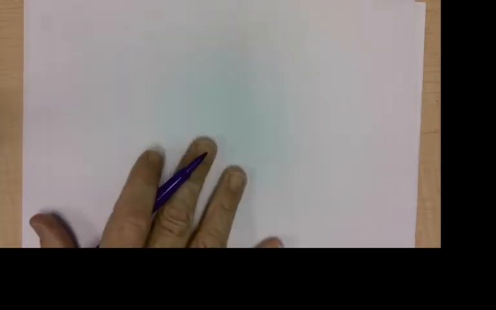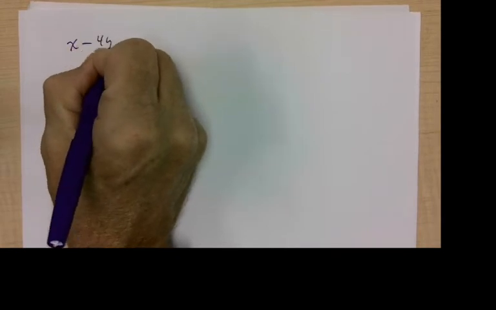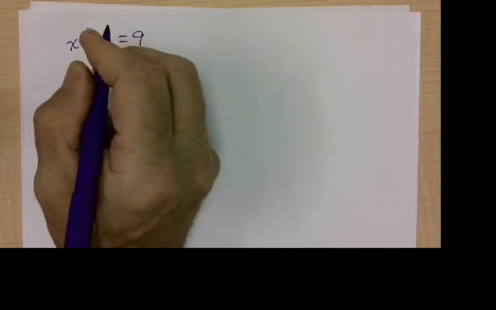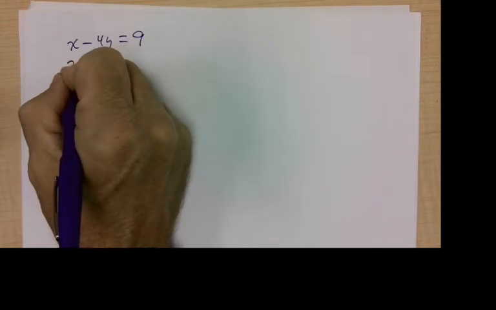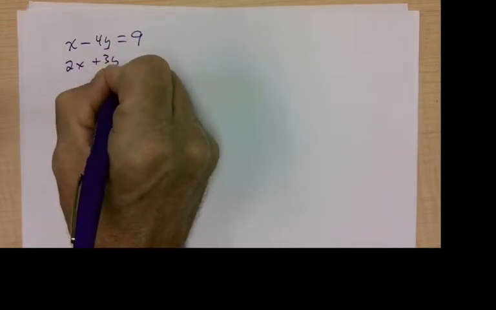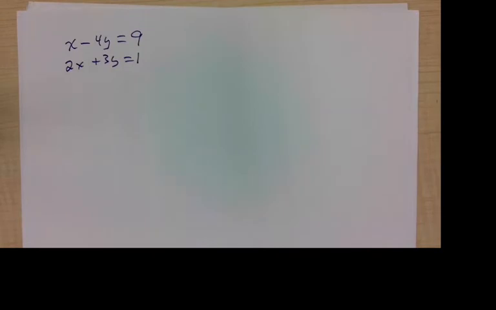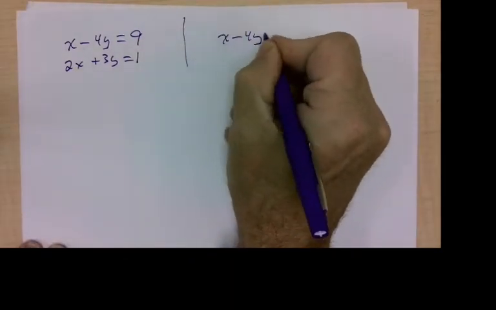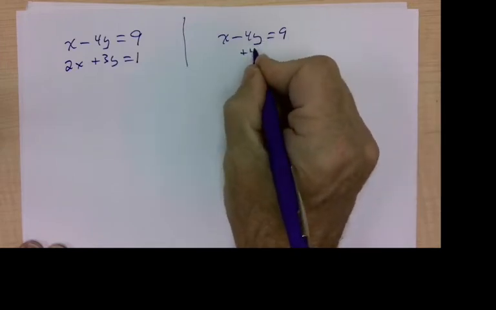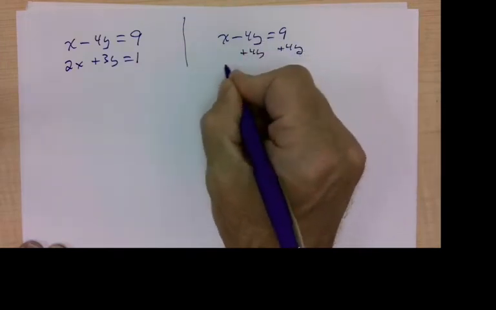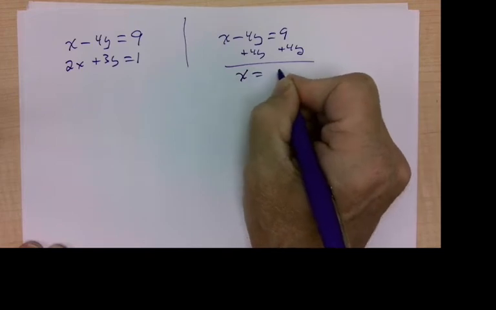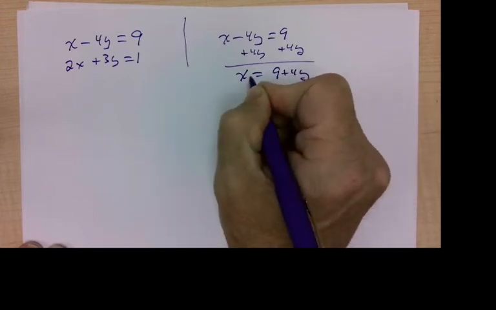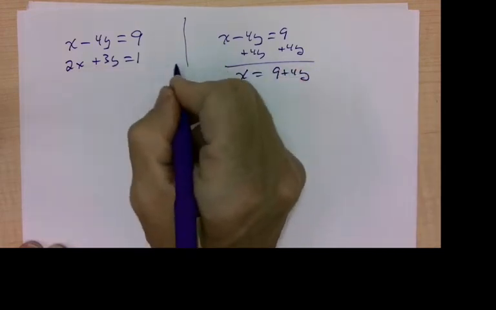So we have to solve a system of equations. x minus 4y is 9, and 2x plus 3y is 1. I think I'll solve this with substitution. So my first equation is x minus 4y equals 9. Let's solve for x. Let's add 4y to both sides. So I get x is 9 plus 4y, and I'm going to substitute that in for x over here.